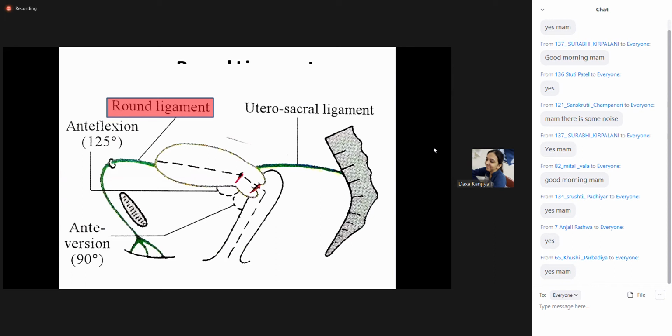Now, how does it support the uterus? It pulls the fundus of the uterus forward, and thus it maintains the anteversion and anteflexion positions of the uterus.